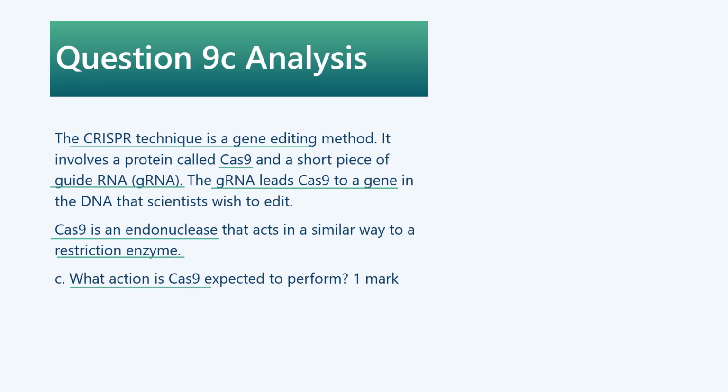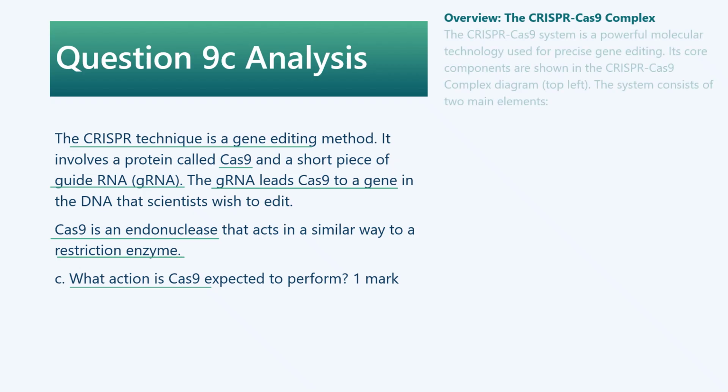1 mark. Overview. The CRISPR Cas9 complex. The CRISPR Cas9 system is a powerful molecular technology used for precise gene editing. Its core components are shown in the CRISPR Cas9 complex diagram, top left. The system consists of 2 main elements.